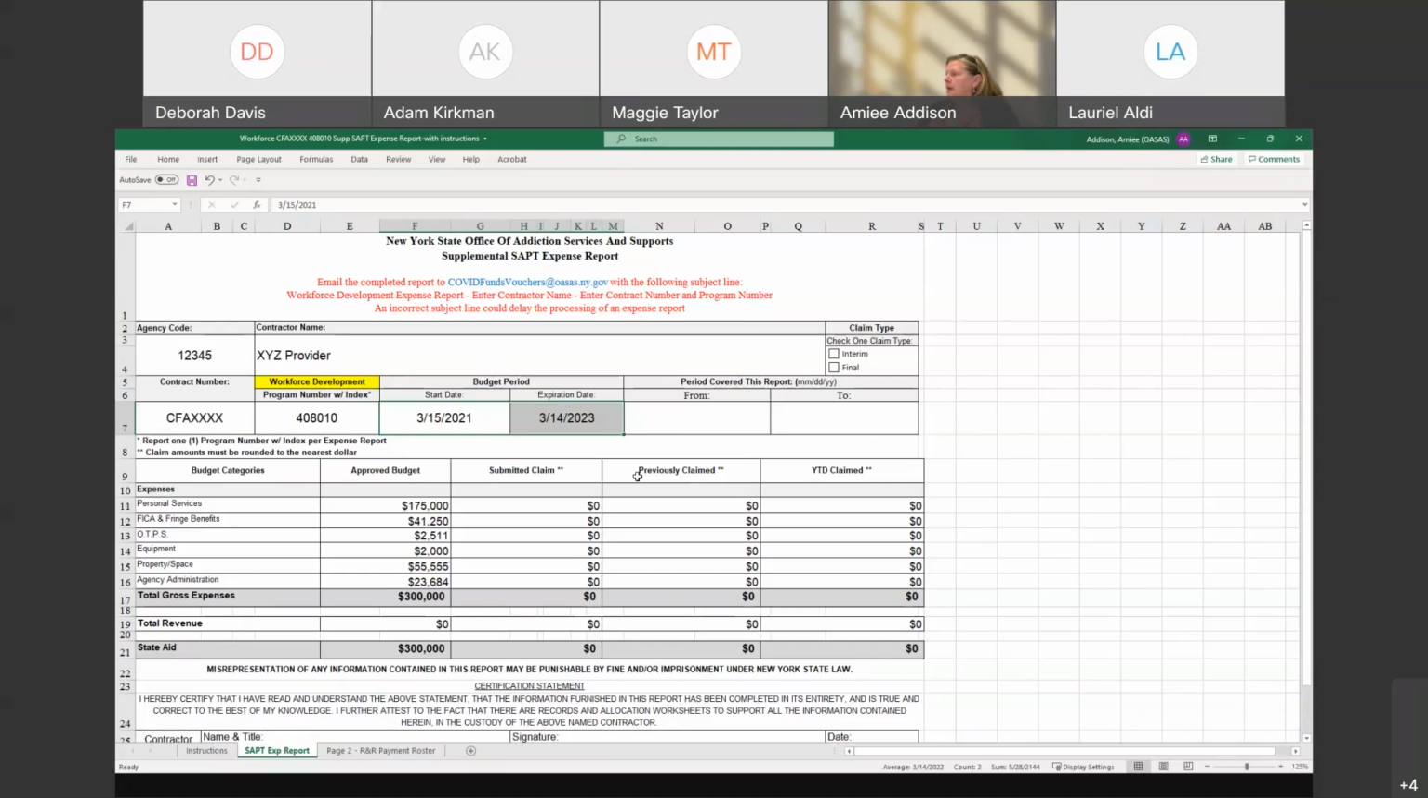There you go. Okay, so here's the expense report, and when you receive it, it should have the agency code, your contractor name, your contract number, the program with the index, as well as the start and expiration date of the budget period, and your approved budget filled in. If you are using a blank form that you may have gotten off of the website, you will need to enter all this information, which can be located on your B1.